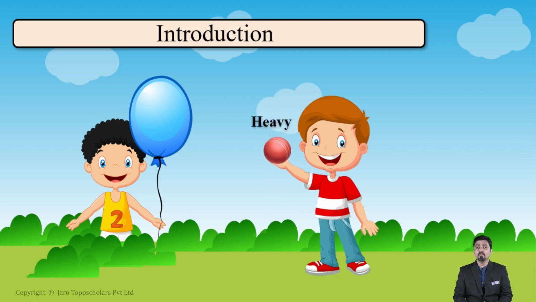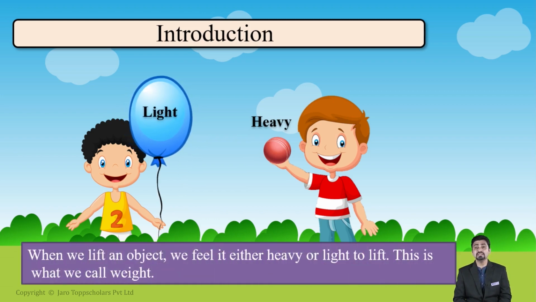If we throw both the balloon and the ball in air, the ball will come back down immediately. The balloon, however, will fly. So, ball is heavy, whereas the balloon is light. How do we understand that?